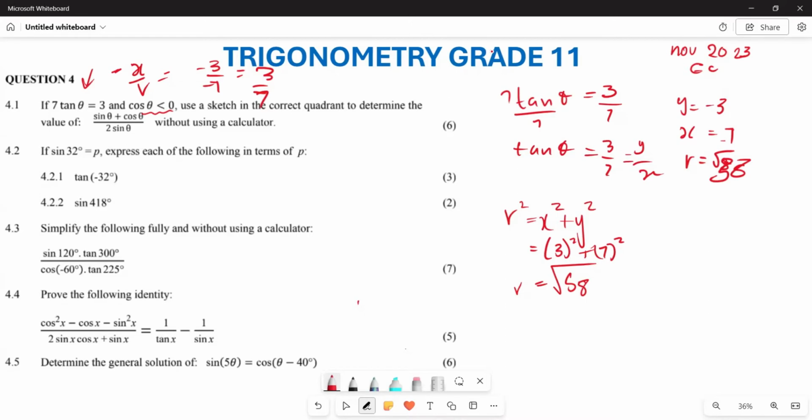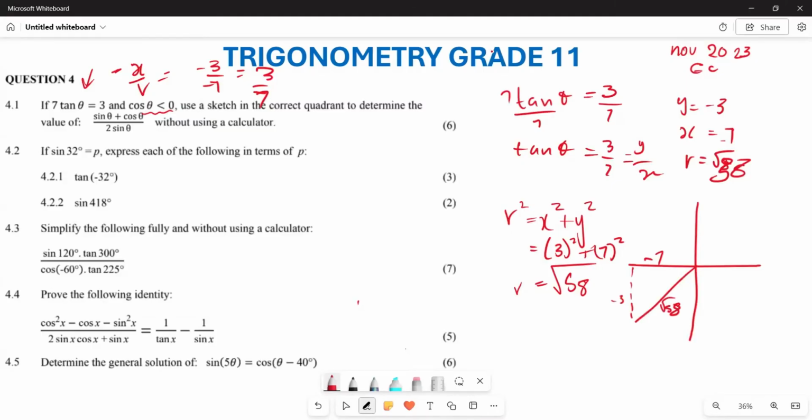If this is going to be found in our third quadrant, the sketch is going to be something like this, altogether, where the value of your x is negative 7, your value of y is negative 3, and your r is going to be root of 58.